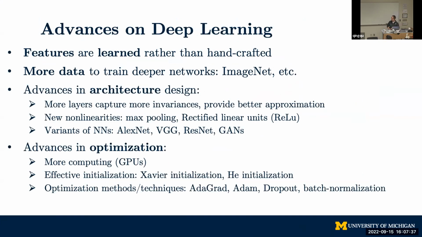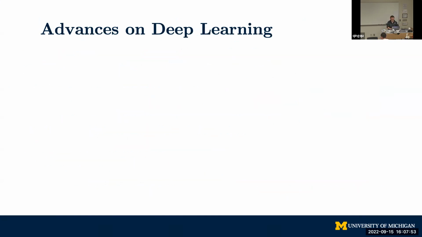Another advance is in terms of optimization. We have better initialization, better optimization techniques, and more computing resources that really help us train deep networks to better solutions.